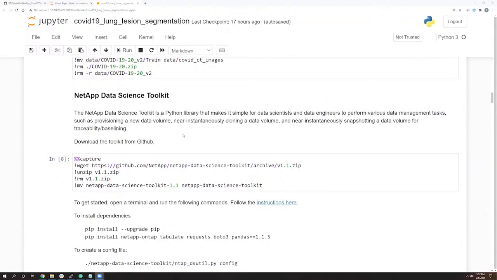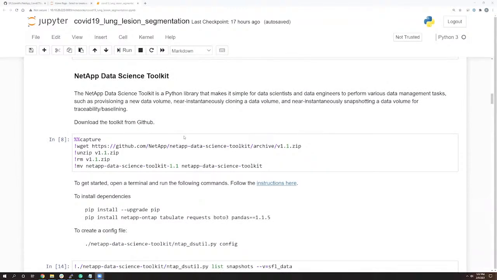the next tool that we are using in this tutorial is the NetApp Data Science Toolkit. It is a Python library that makes it very easy for data scientists to perform data management tasks, such as cloning a data volume or snapshotting a data volume, and the traceability of the model and the data. This is especially important in healthcare-related AI applications because we want to ensure the reproducibility of the model. By saving a copy of both the model and the data that was used to train the model, we can ensure that we have this reproducibility of the model, or what we call traceability.